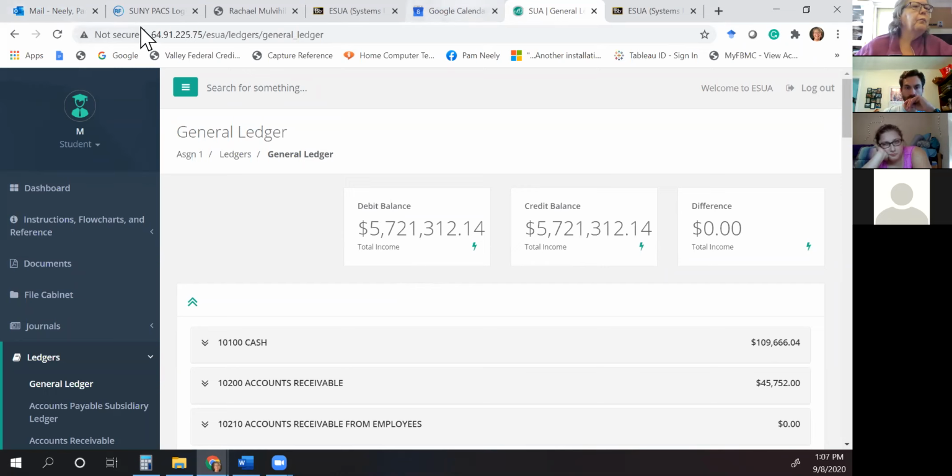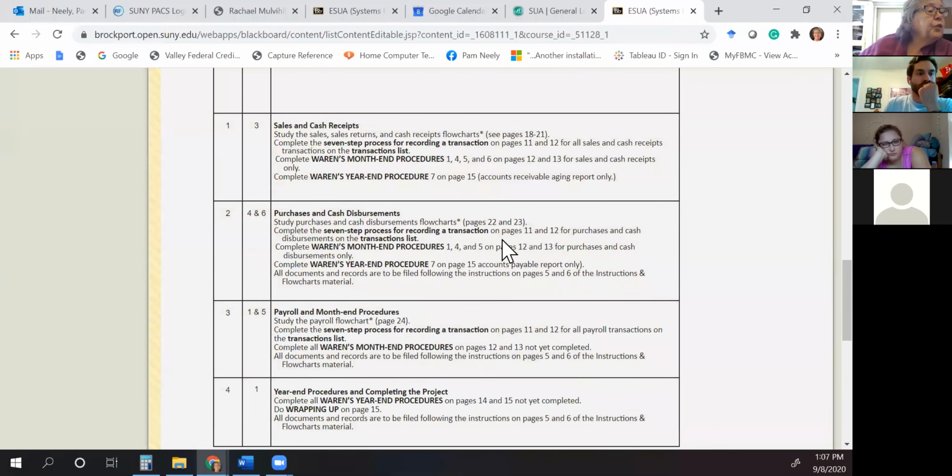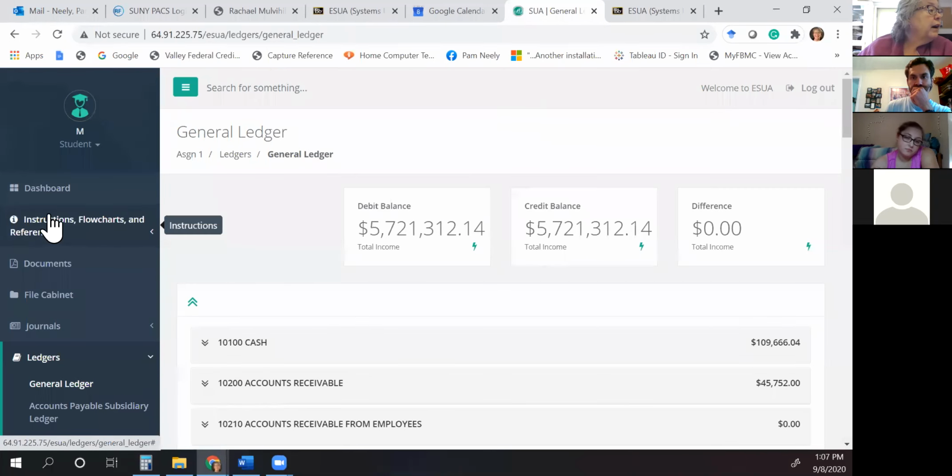Going back to, where's my, here we go. Assignment 2 is study purchases and cash disbursements flowcharts on pages 22 and 23. Complete the 7-step process, and you might not realize it, but you're actually completing the 7-step process every time you do a transaction. On pages 11 and 12 for purchases and cash disbursements, you do not need to do payroll. We'll do payroll next week, and then do the month-end procedures 1, 4, and 5. Okay, 1 is posting. Not sure what 4 and 5 are, but we can find out.